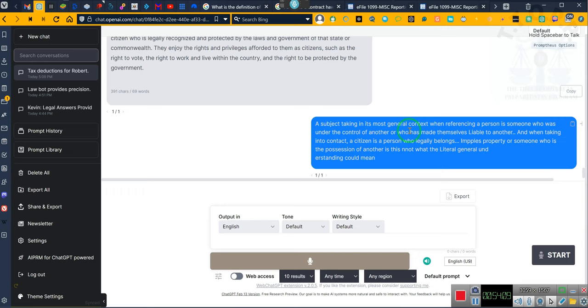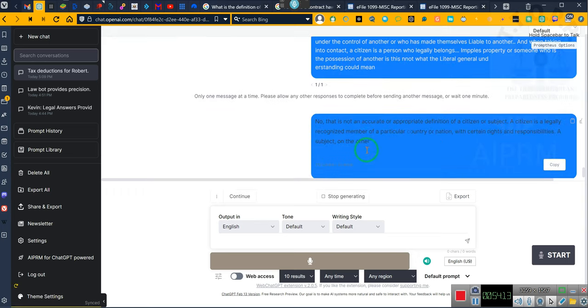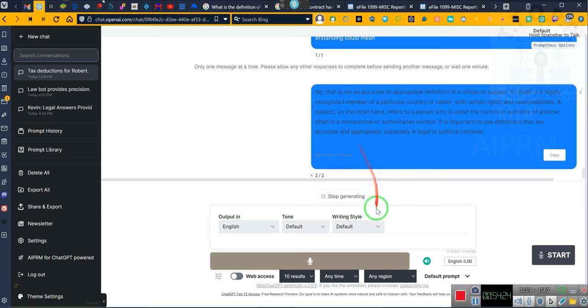That is not an accurate understanding of the terms subject and citizen. While subject can refer to someone who is under the control of another, in the context of citizenship, it typically refers to a person who is legally recognized as owing allegiance to a particular state or government. This is often contrasted with the term citizen, which typically refers to someone who has certain rights and privileges within that state or government. Similarly, while citizen can technically refer to someone who is the property of another, that is not the case.